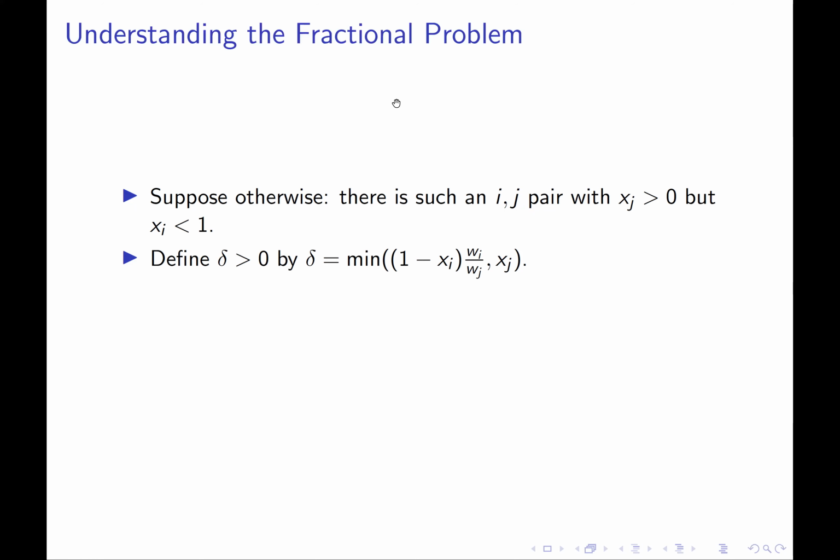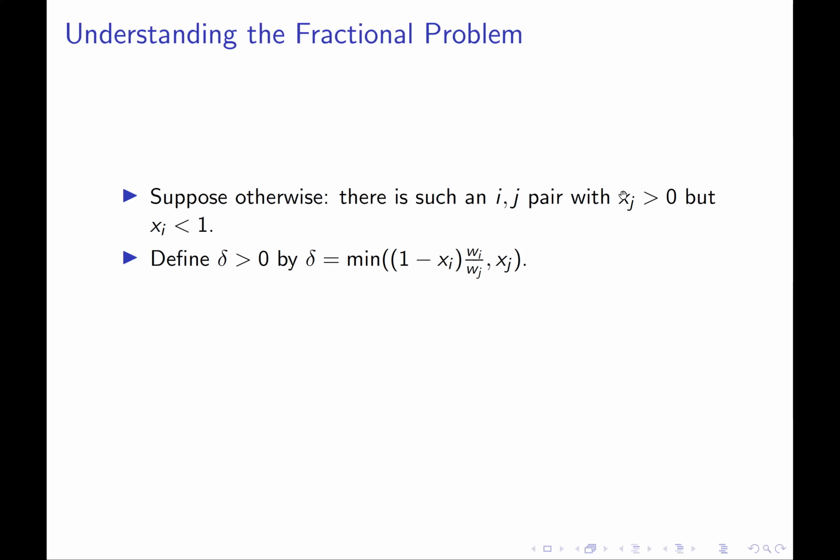Okay. So let's define this quantity delta that we're going to use in the surgery we're going to perform on the solution. I want delta to be the smaller of the following two quantities. I want it to be smaller than xj, but I also want it to be smaller than 1 minus xi, weighted by the ratio of the size of bidder i to the size of bidder j. And note a couple of things. In particular, whatever delta is, it's strictly positive, because both of these terms are strictly positive, right?